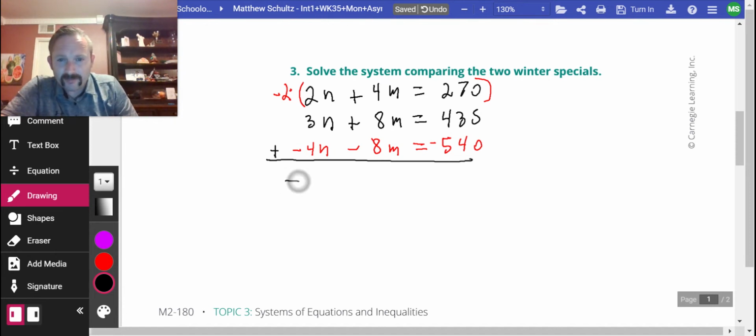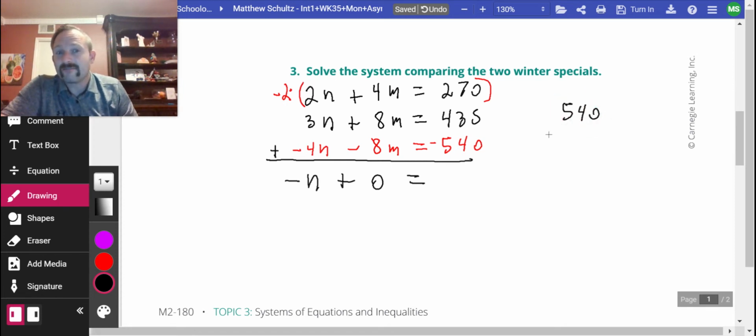And that variable is going to be what? What is the only variable? Oh man, now I have to figure out this. 540 minus 435. Okay, I'm going to tell you right now, it's a little late. I'm not thinking all too clearly, but it looks like it's going to be 105 more, but it's negative, so it's going to be negative 105.